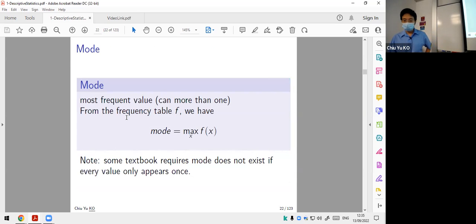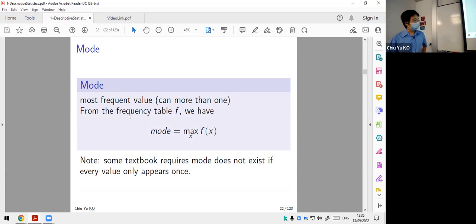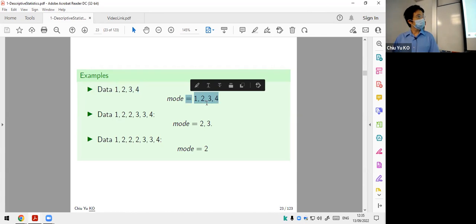And the next one is the mode. The mode is the most frequent observation. Do note there is an important difference here from others. In some books, they define that if each observation only appears once, there's no mode. I think to be consistent, it would be good to still have a mode. So that is a main difference between the definition we use compared to others.